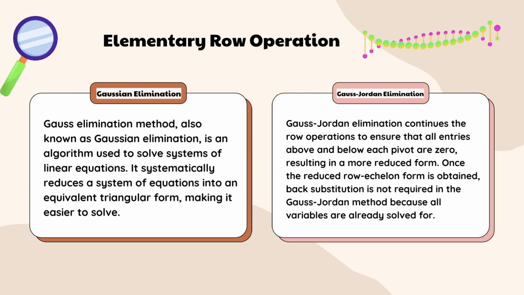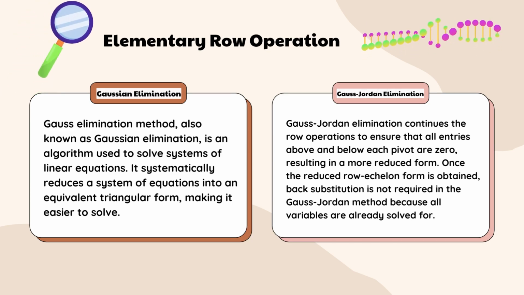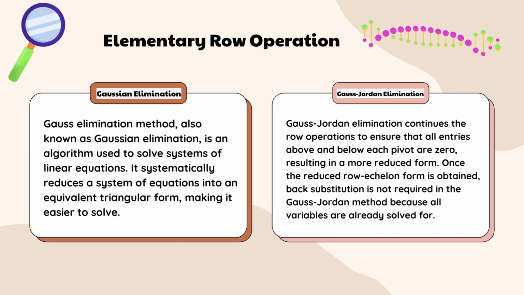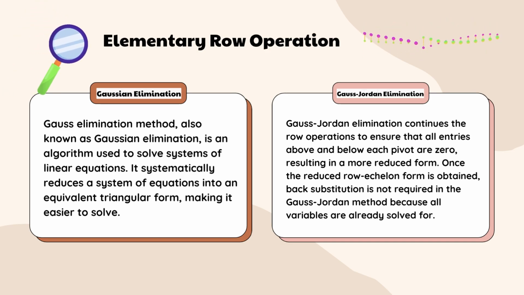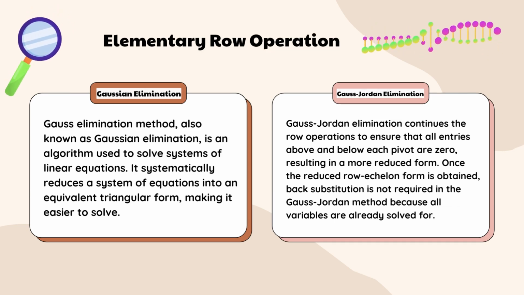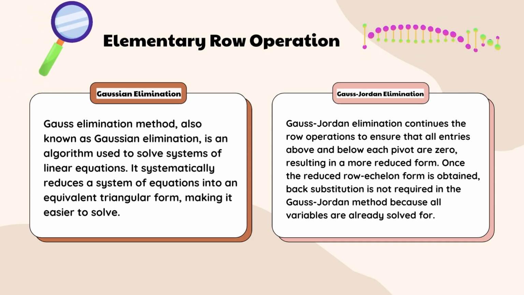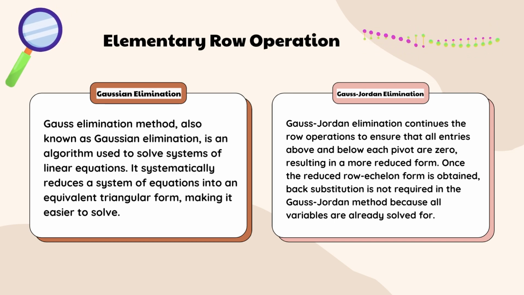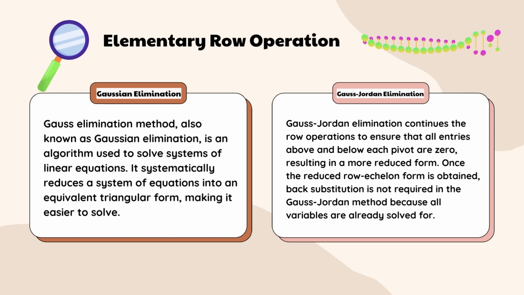Once the reduced row echelon form is obtained, back substitution is not required in the Gauss-Jordan method because all variables are already solved for. And now I'm going to pass the mic to my fellow teammate Hamid to discuss the conditions that are required for these methods to work and also provide an explanation and a demonstration of how these methods are used to solve problems. And thank you for listening.